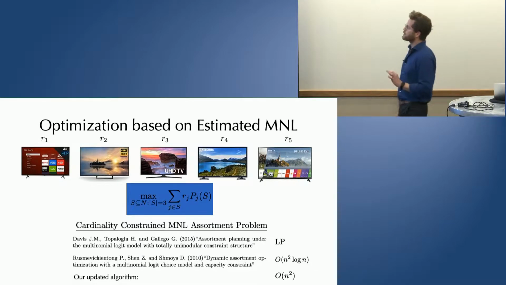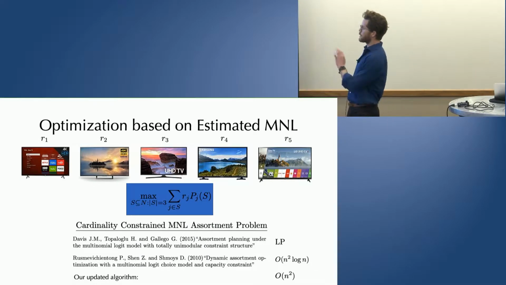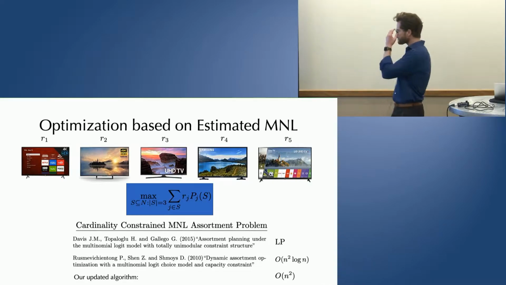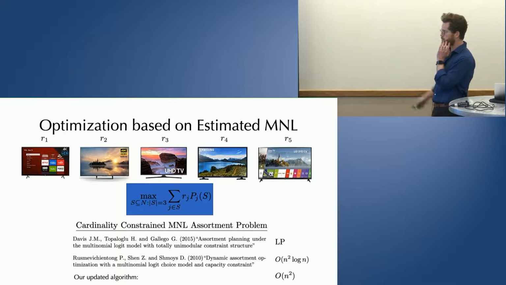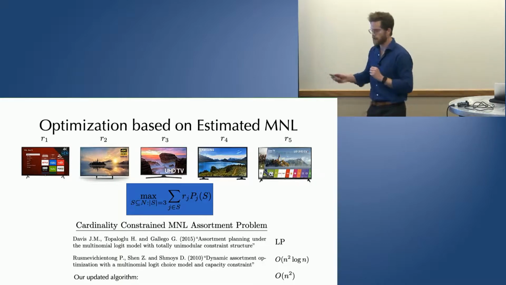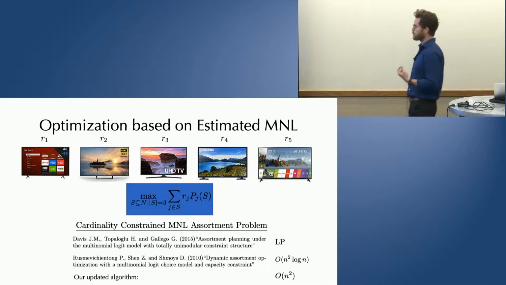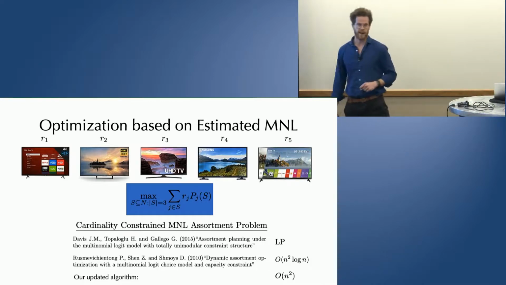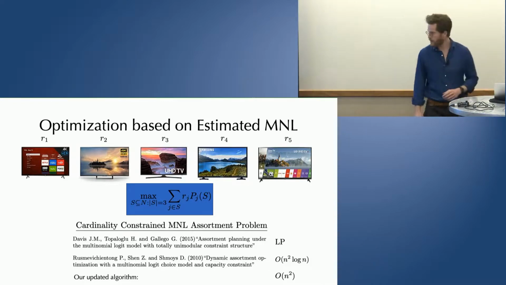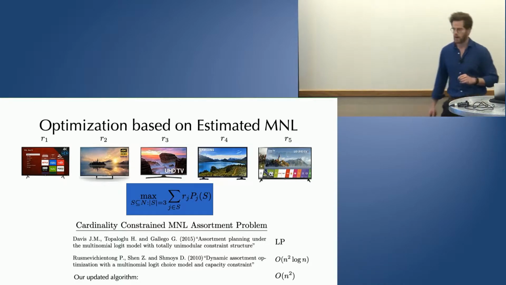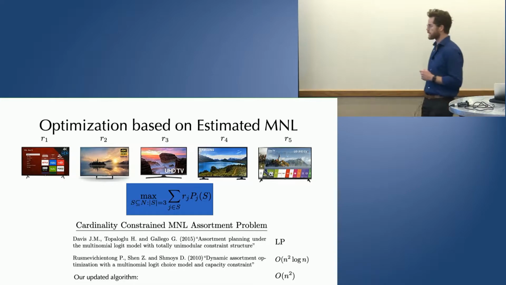So in the literature, there are 2 papers that show how to solve this cardinality-constrained assortment problem. The first is an LP-based approach. The second is a purely combinatorial approach. And we take this combinatorial approach and shave a log n factor off of it. Every millisecond counts. And we find that we can implement this order n squared algorithm within the 50 millisecond threshold.